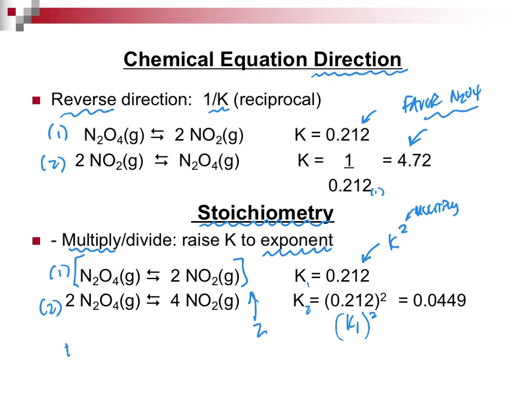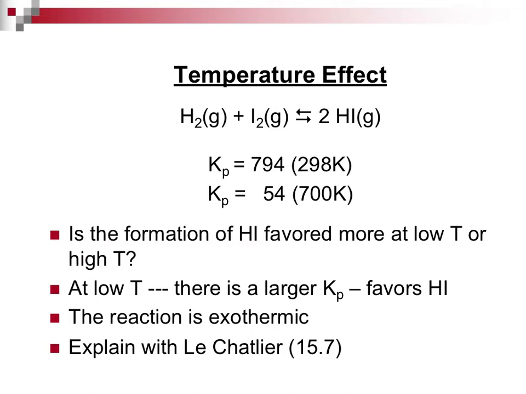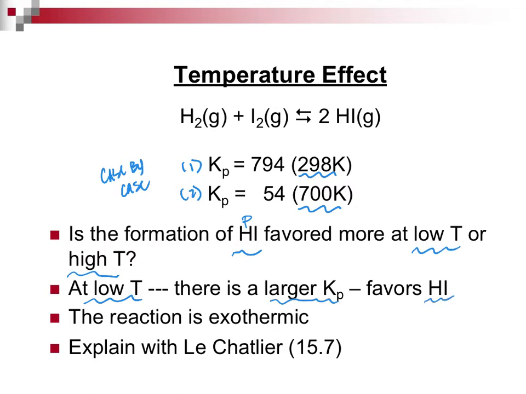If we were instead to divide, let's say by 2, we would take the square root of K. Again, all the rules to follow. The next one, the last one, is the temperature effect. You may say, if I heat something up, I'm going to get more product. But it has to be case by case. What they gave you here is one Kp at 298 and a second Kp at 700. The question asked is: is the formation of HI, the product, favored more at low T or high T? At low T, there's a larger Kp, and that's the one that's going to favor HI.